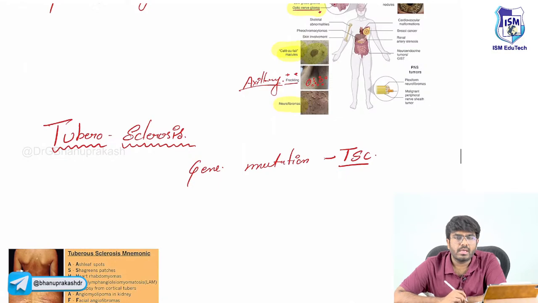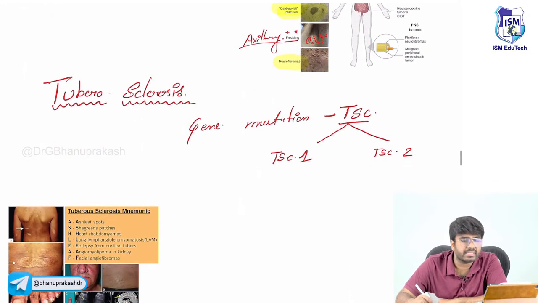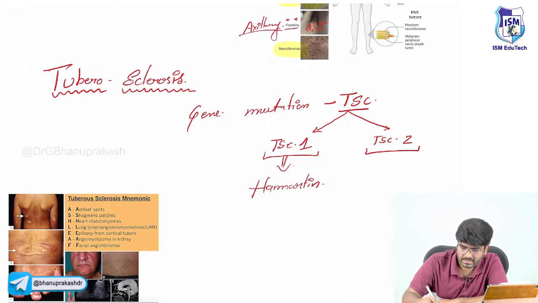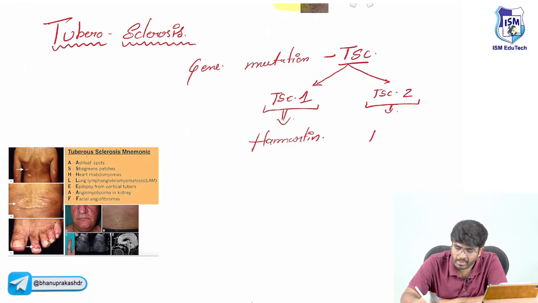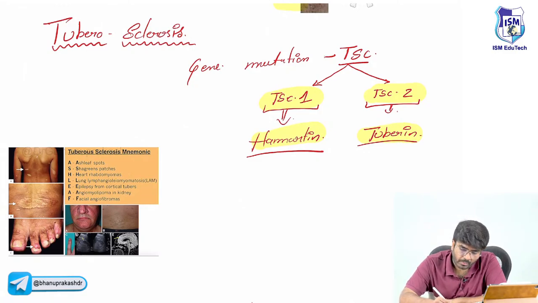Okay, TSC gene mutation. Sir, there are two types of TSC genes, TSC1 and TSC2. They code for hamartin and tuberin. MCQ, sir: the TSC1 gene codes for a protein called hamartin, and the TSC2 gene codes for a protein called tuberin. Because of mutation of these TSC genes, the patient is going to have tuberous sclerosis.